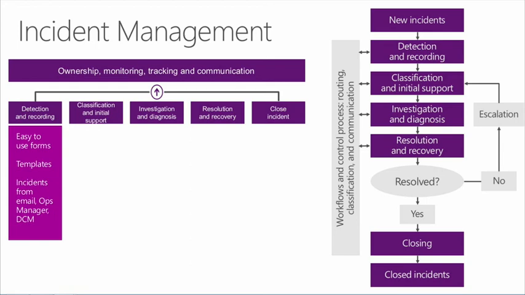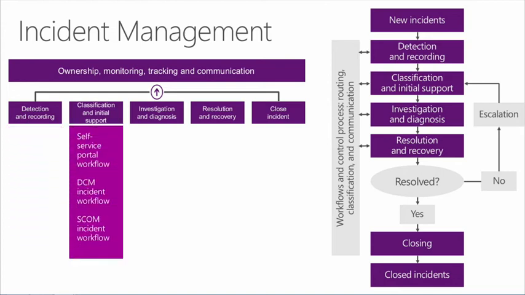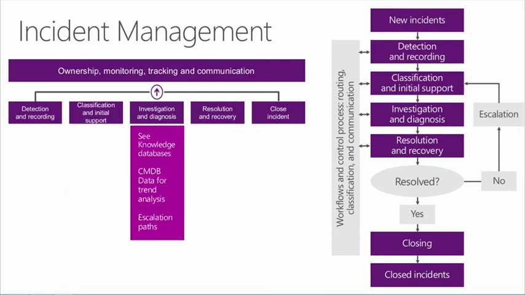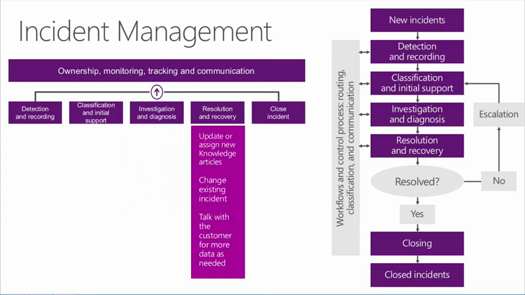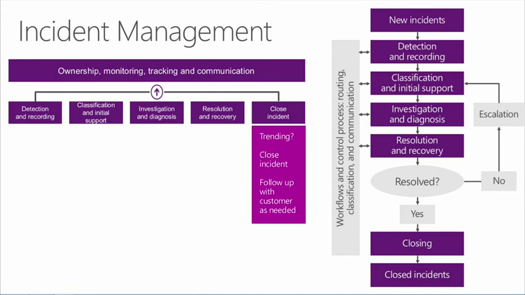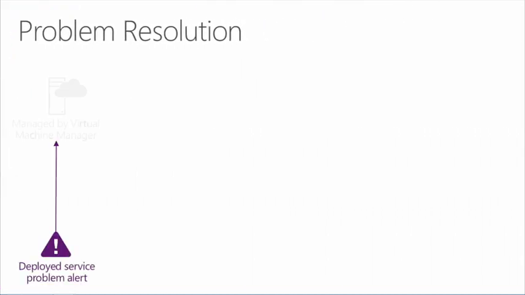When I detect and record them, there are easy to use forms. I can use templates, incidents from emails or Operations Manager, and so forth. When I classify them, I can bubble this up in a self-service experience. Or when I need to investigate these, I can check my knowledge base articles and look for information there, or pull from CMDB data for trending analysis. I can then update this information within the request itself, implement and kick off a change request if I need to, and I can close the incident. And once I've done that, I've gone through the cycle of building on the learnings that I've gotten within my environment today.